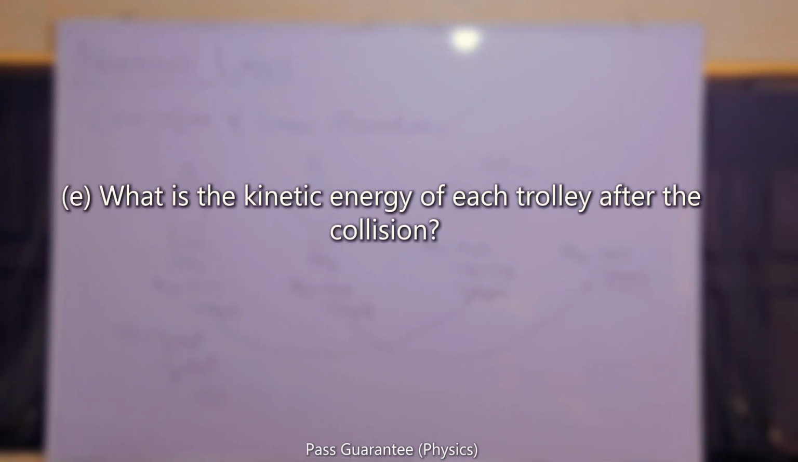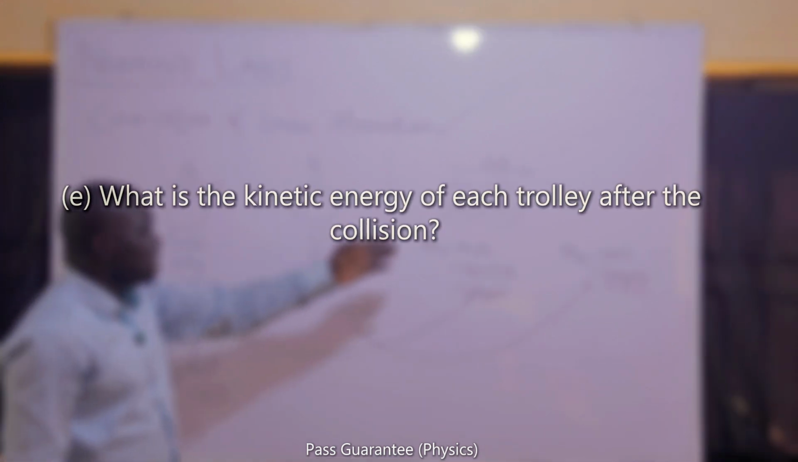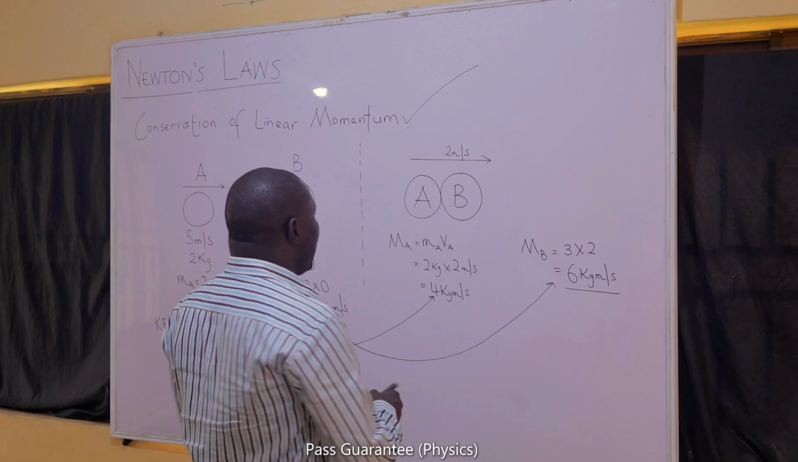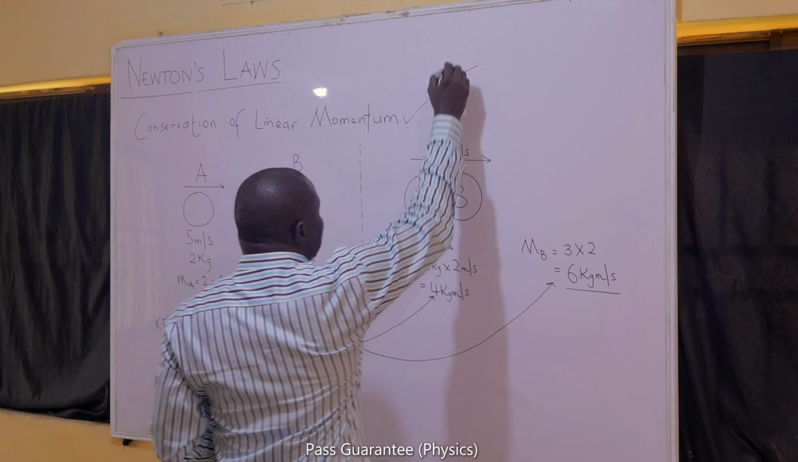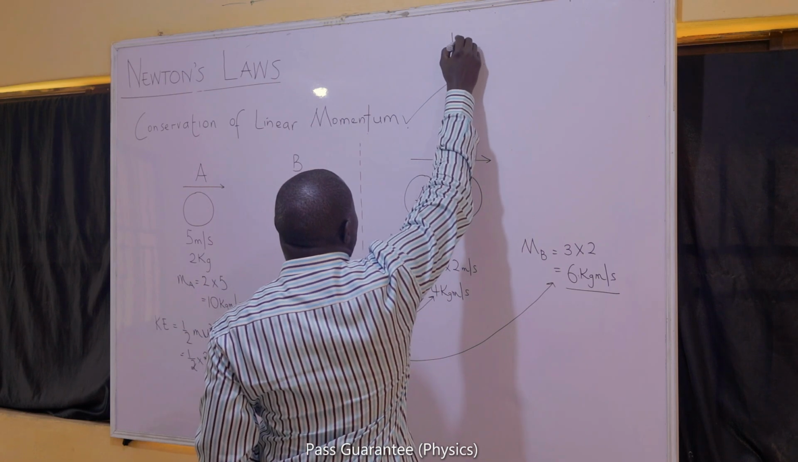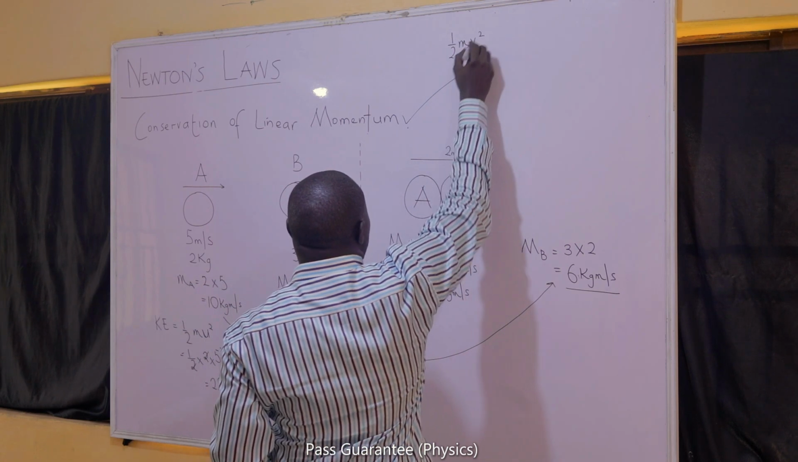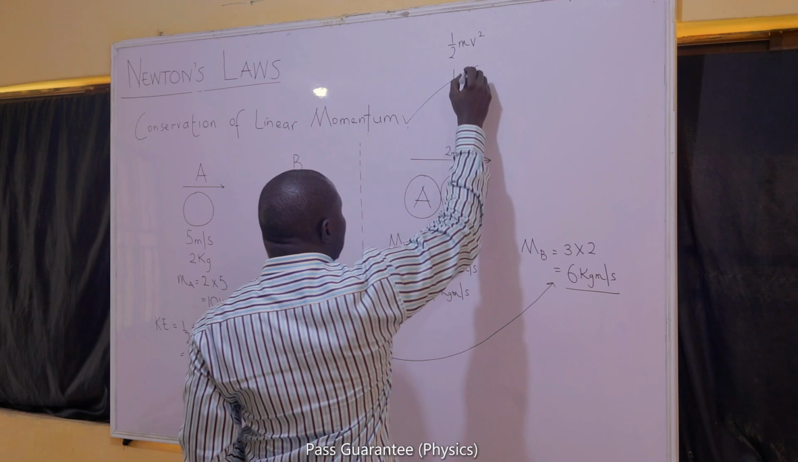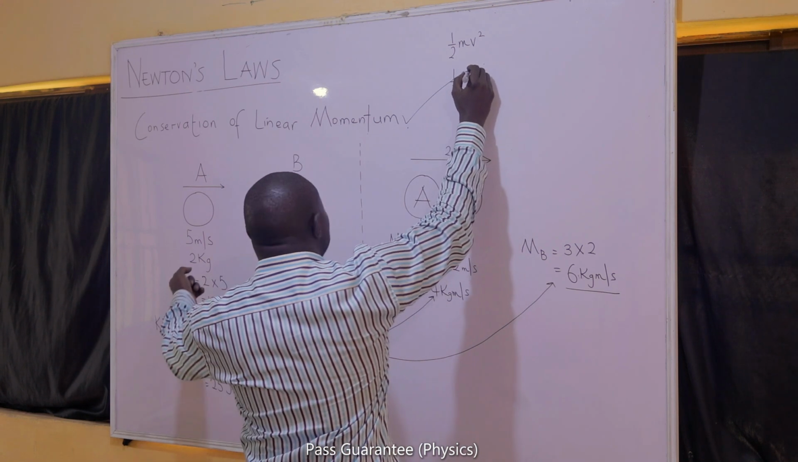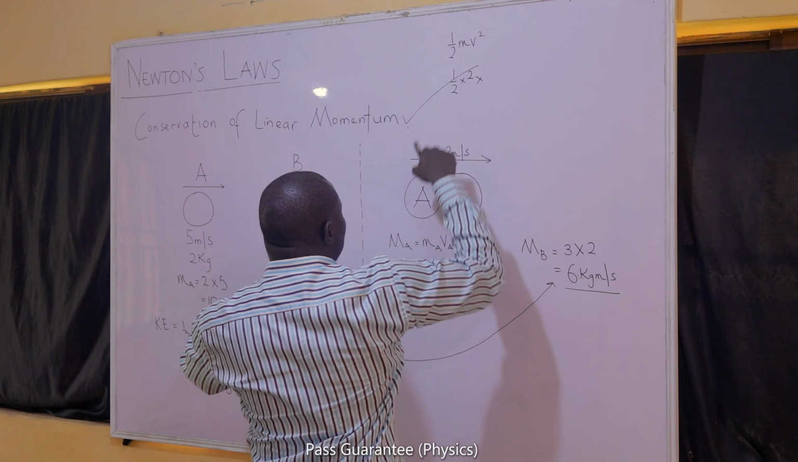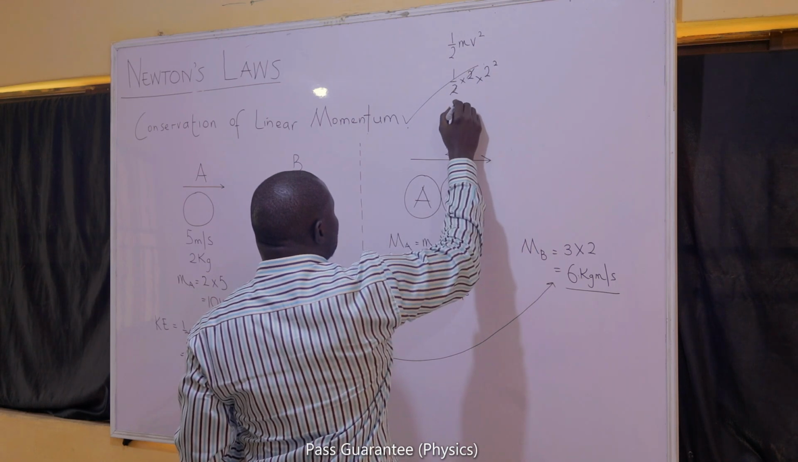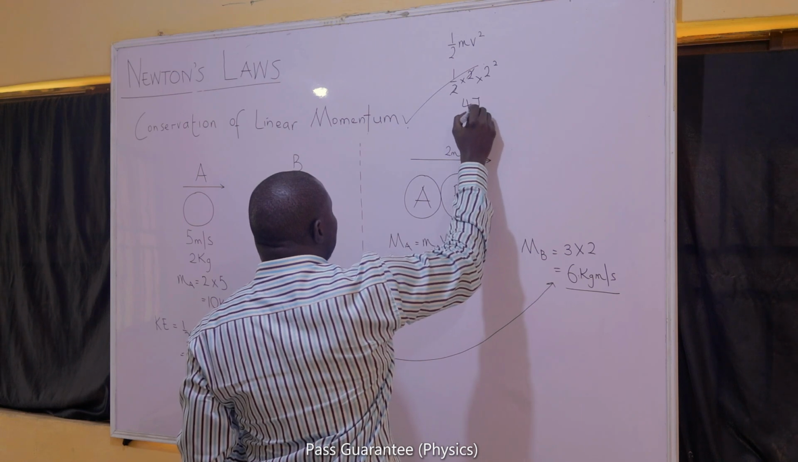What is the kinetic energy of each trolley after the collision? I want to find the kinetic energy of A and the kinetic energy of B after the collision. In finding the kinetic energy of A after collision, I'm going to use half mv squared. That will be half times the mass of A after collision, which is the same as the mass before collision, 2. But the velocity after collision is now 2, squared. 2 cancels 2. This should be 4 joules.